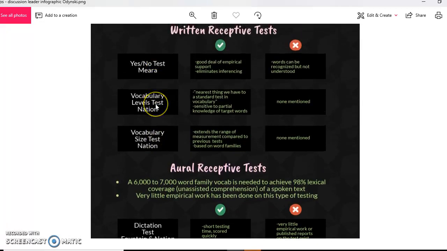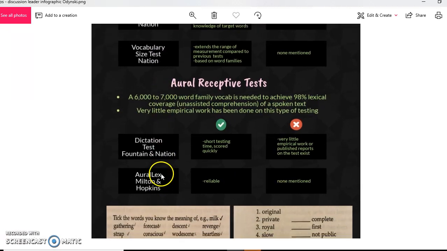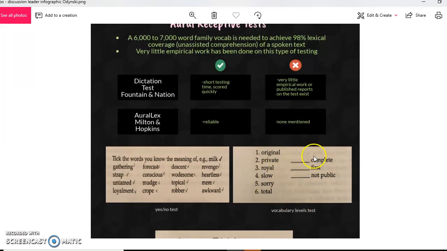The next one is the Vocabulary Levels Test by Nation, who is also one of the authors of this article. The Vocabulary Levels Test looks like this from the article. It measures at different levels of word frequency, hence the word level. You match short definitions, so it's multiple choice, and the distractors have no semantic relationship with the correct answer. So that makes it a little easier. That means lower proficiency students would still be able to take this one. Since the distractors are not related, it would be easier to pick out the correct answer.